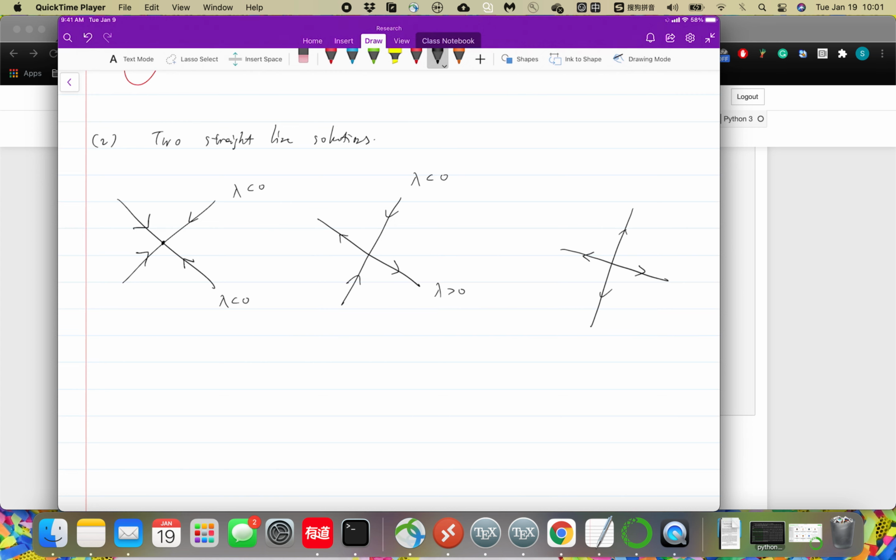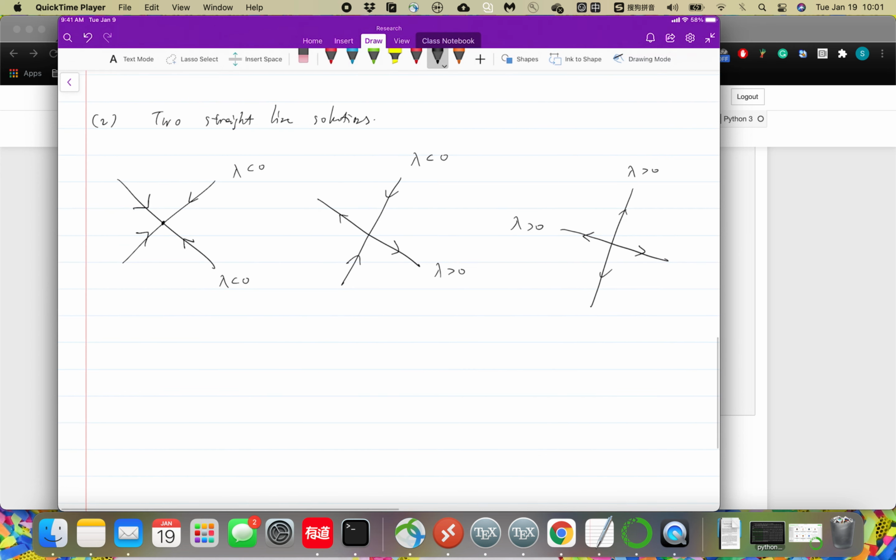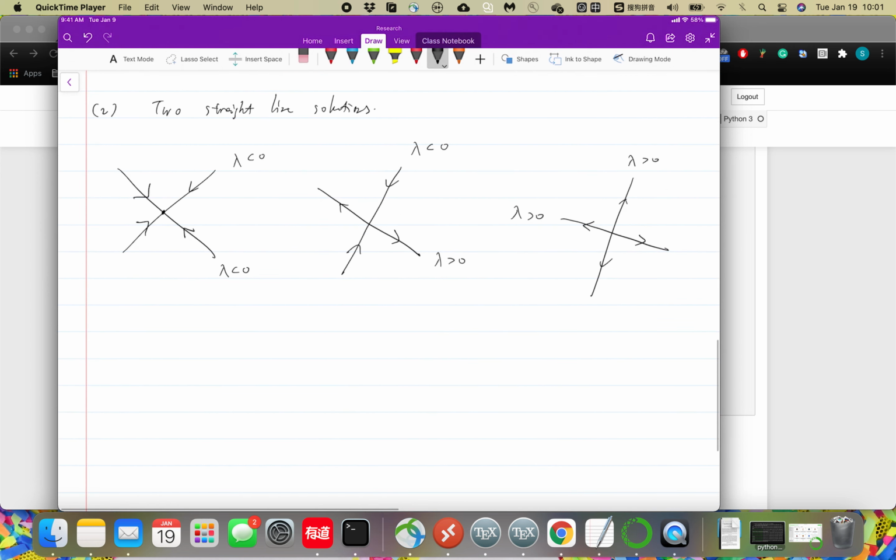Okay, the last one is going to be lambda bigger than 0 on this direction and lambda bigger than 0 on this straight line solution. So you have these three cases. That will be what happens on the two straight line solutions. Now what we wonder is what will happen to the solution in this area, this area, this area, and this area. Now keep in mind, what do you have?